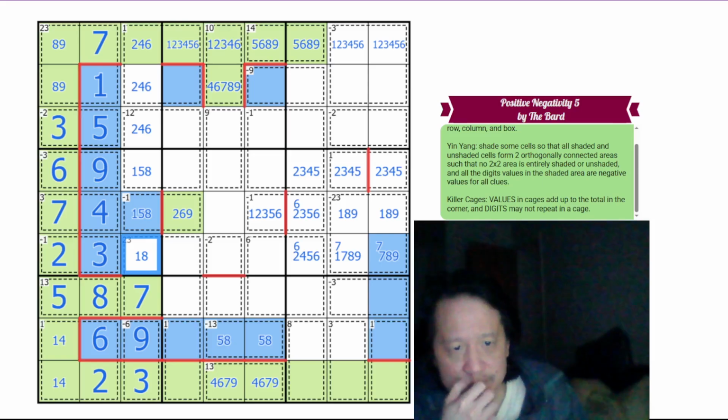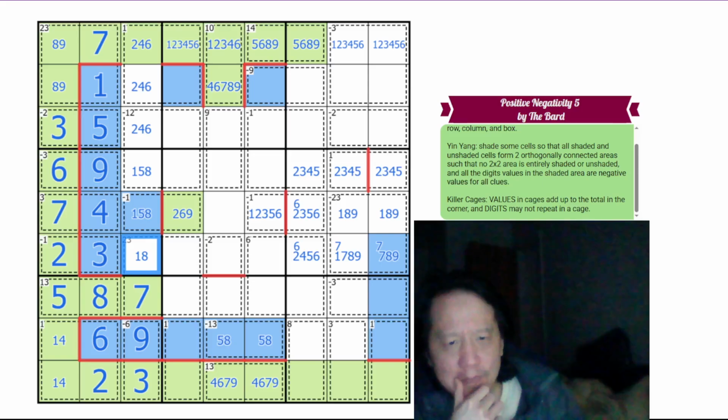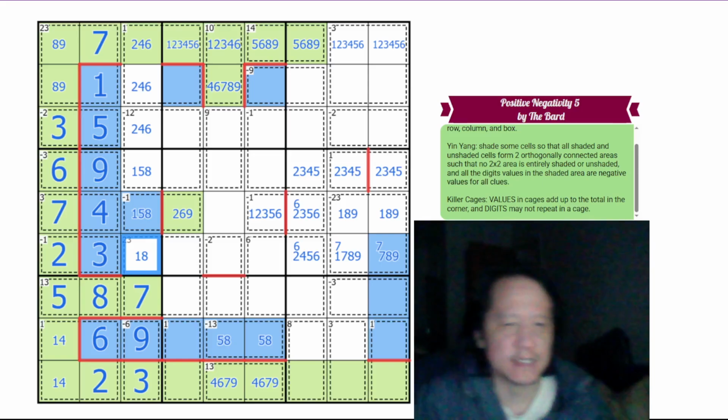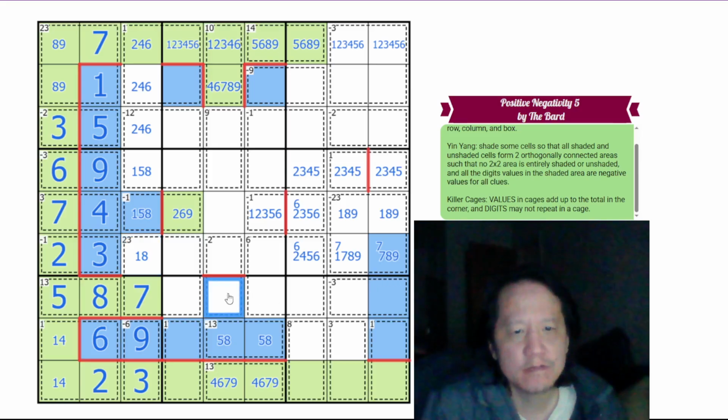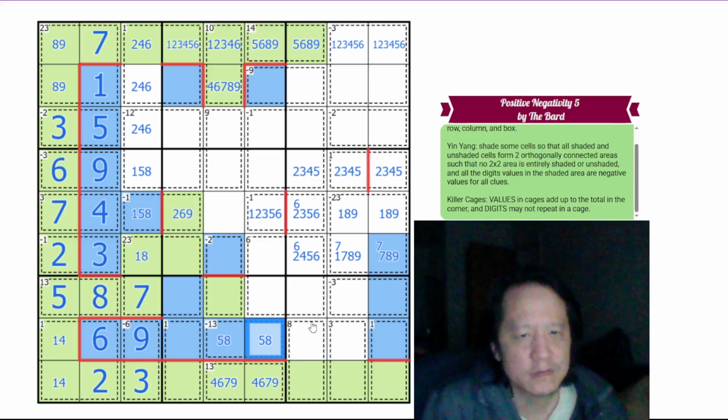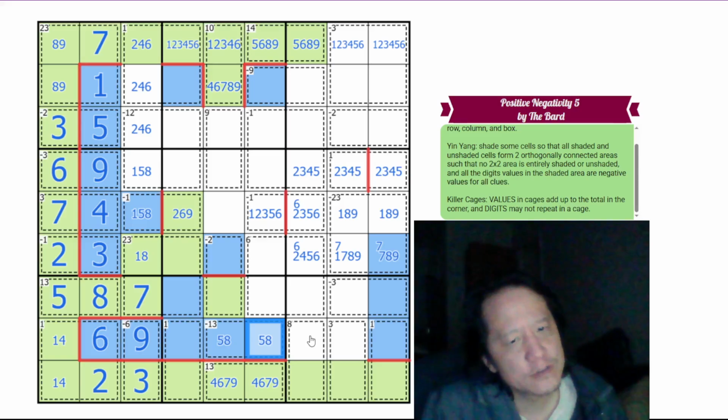Did I mess up somewhere? I must have messed up somewhere. Yeah, because that's a deadly pattern in yin-yang shading. That makes this negative. It's 2 by 2, so this is positive, which makes that negative. Shoot. Where did I mess up? This logic is still all very sound.